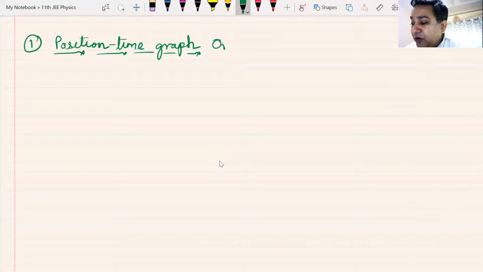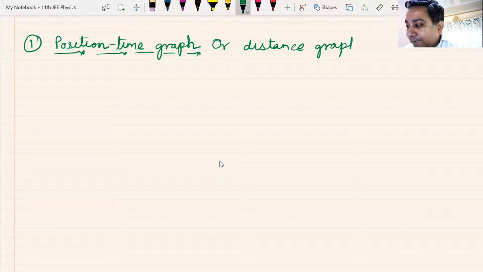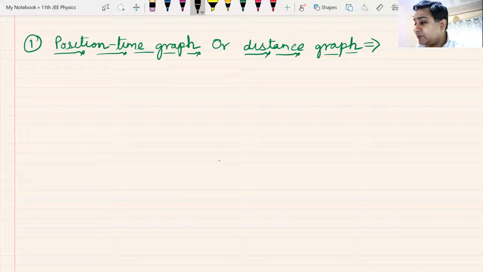Sometimes you may also have a distance time graph. A distance time graph is very rare, but you might have some questions where instead of a position time graph, you are given a distance time graph. Now, first of all, we need to understand in this graph, we'll have different types of graphs. We'll discuss different types of graph.